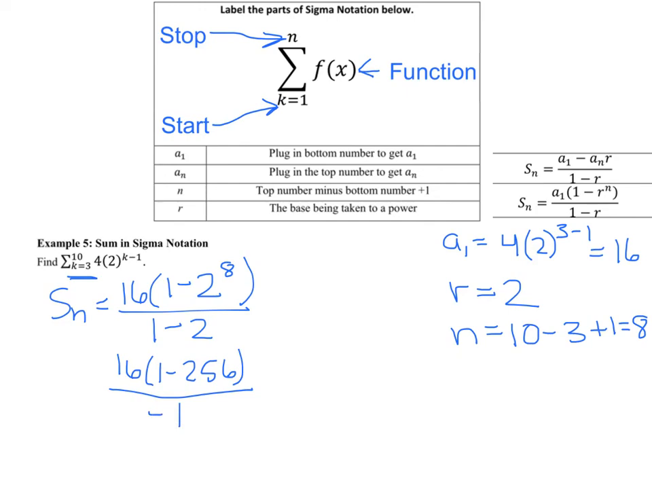1 minus 256 times 16 is going to be equal to negative 4,080. And then we want to divide by that negative 1. And so our final answer is 4,080.